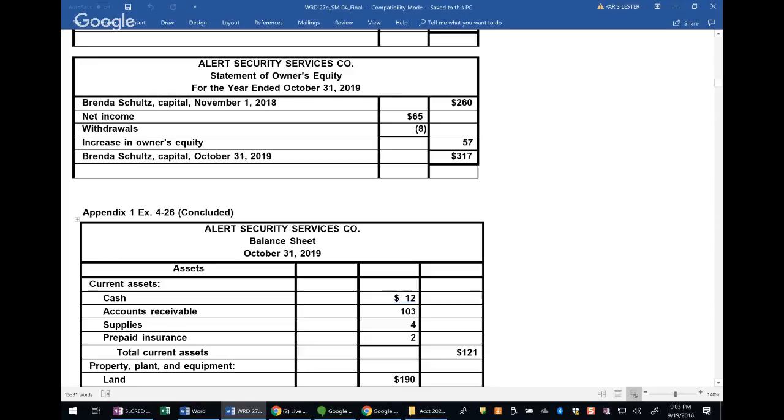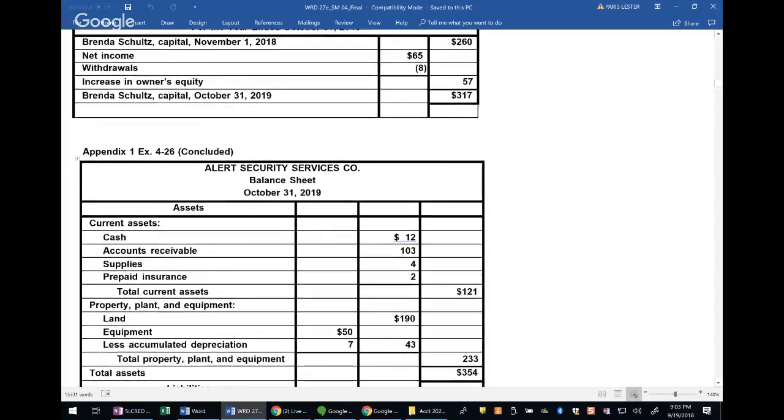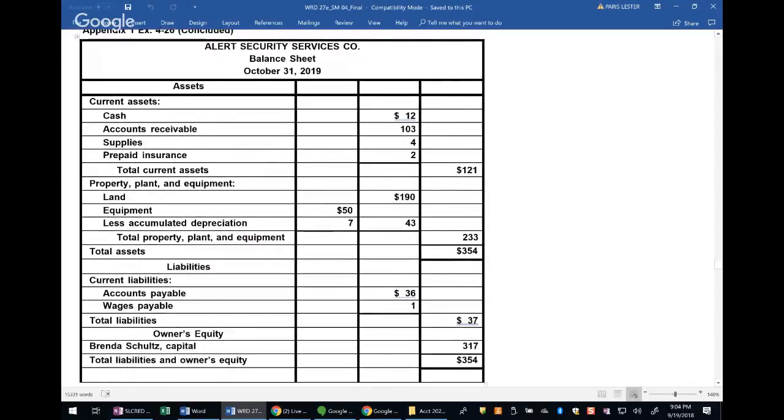On the capital statement, 317, you have to have that 317 to get your balance sheet. And that, let's see, assets, fixed assets, liabilities, and capital 317 gives you 354 to match your assets.